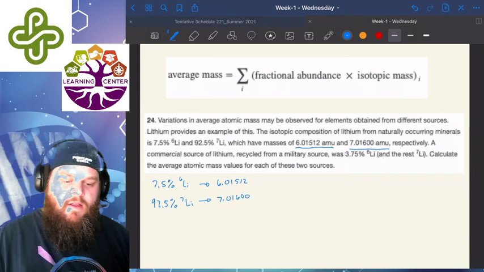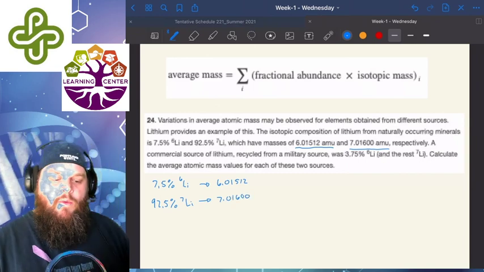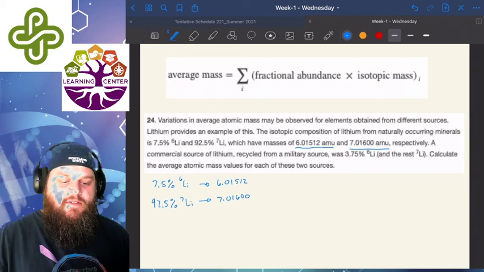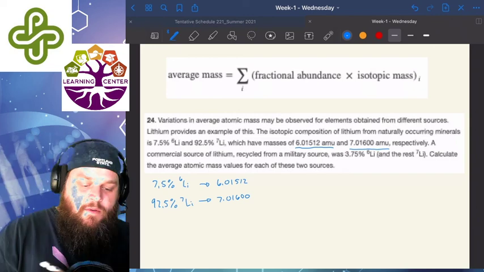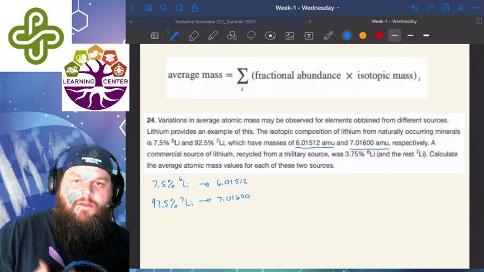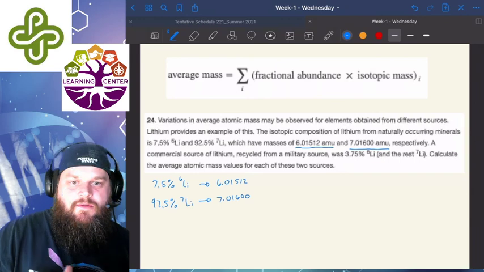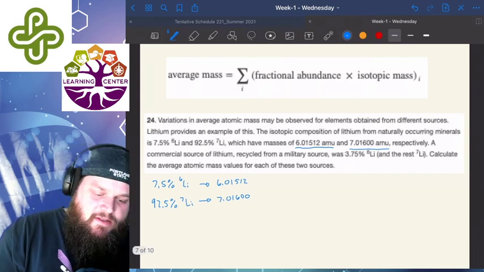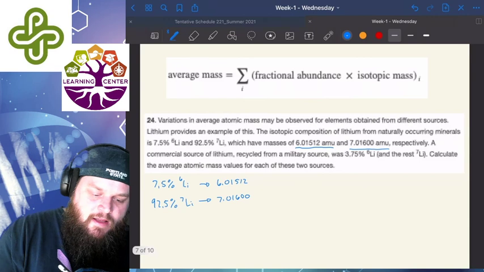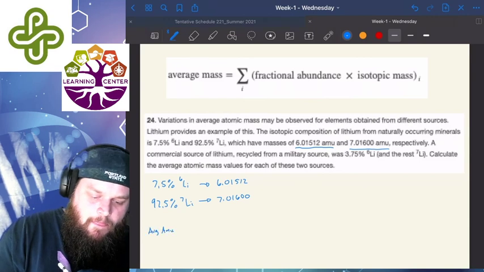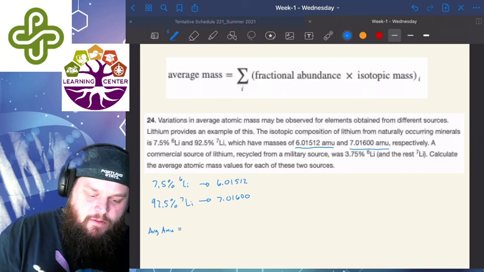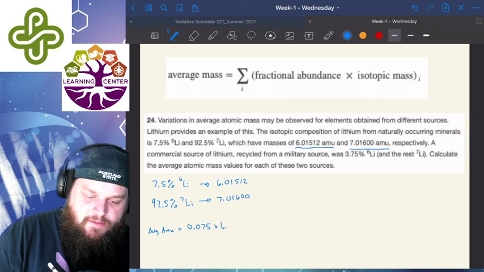The atomic weight of lithium-7, 7.01600. So all we need to do is add up the product of these two values. And when you take the percent, we move that decimal place 2 to the left, or we divide it by 100, get the same value. So I can write this as the average AMU is equal to 0.075 times 6.01512.